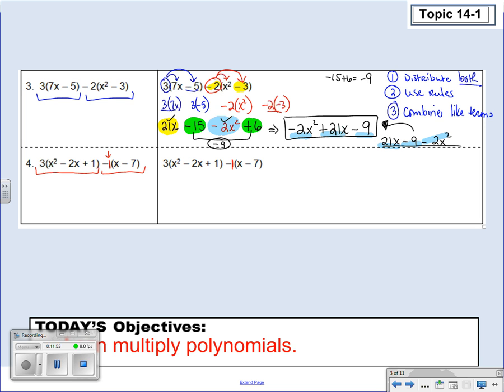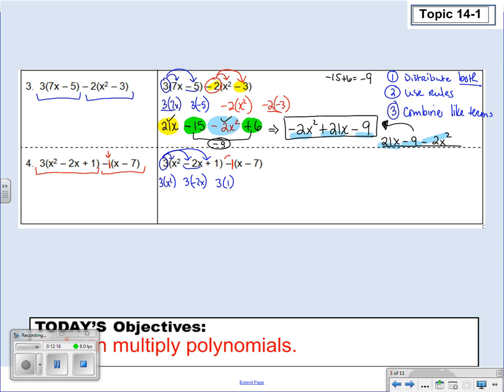Now we're going to do just like we did before. Let's take our first one. We're going to distribute to everything on the inside. So this is 3 times x squared. Distribute. This is going to be 3 times, this time we have a negative 2x. And distribute our last one. This is going to be 3 times a positive 1. We've taken care of our first set.